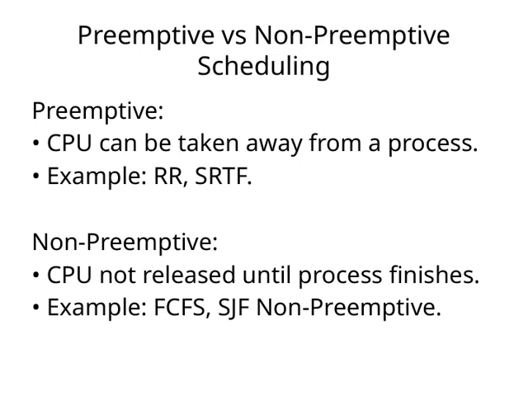Now, let's look at the difference between preemptive and non-preemptive scheduling. In preemptive scheduling, the CPU can actually be taken away from a process before it finishes. This is particularly useful in time-sharing systems, where we want to ensure that all processes get a fair share of CPU time. Examples of preemptive algorithms include round robin and shortest remaining time first, which actively manage the CPU to improve responsiveness.